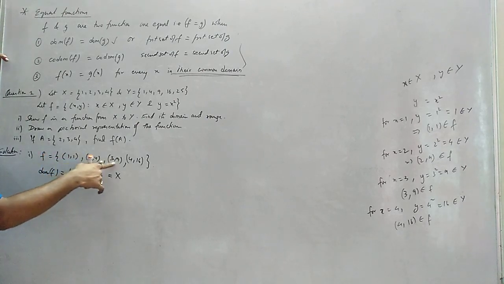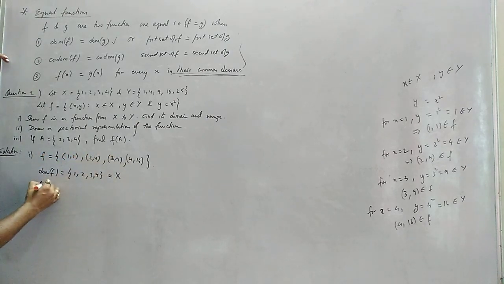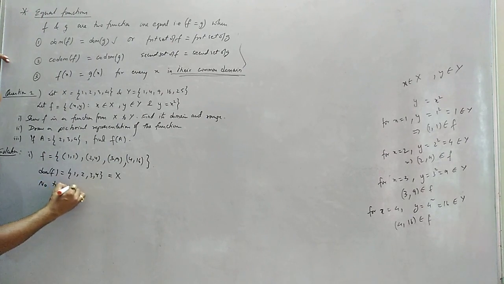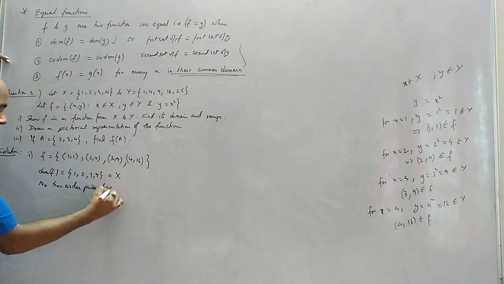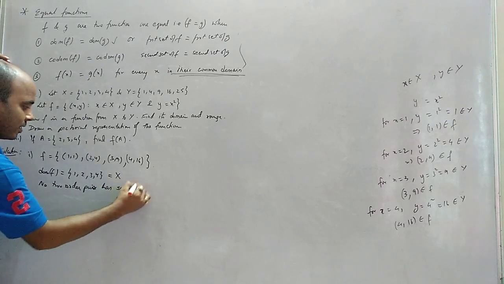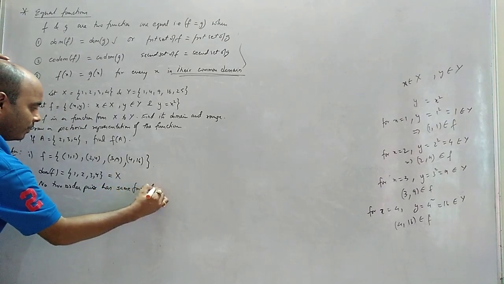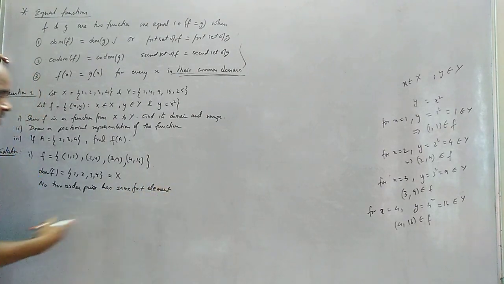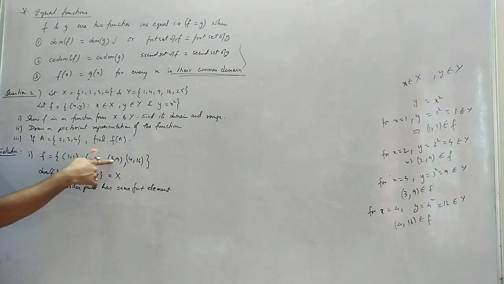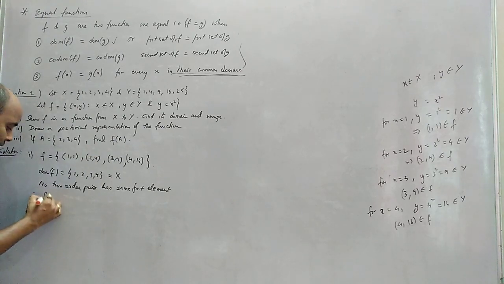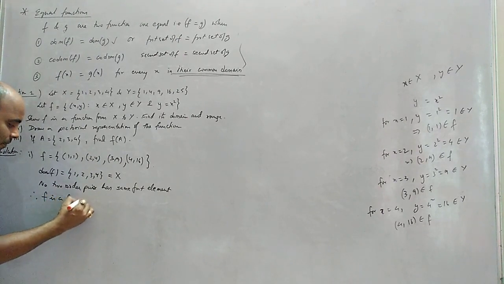Next, see all the ordered pairs. No two ordered pairs has the same first element. ये condition भी satisfied. See, first elements all are different. You understand, class? Okay, so therefore f is a function.